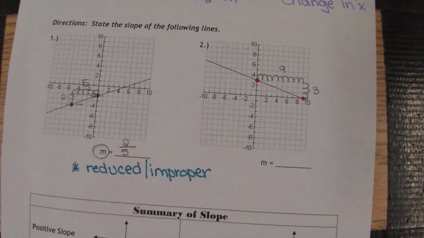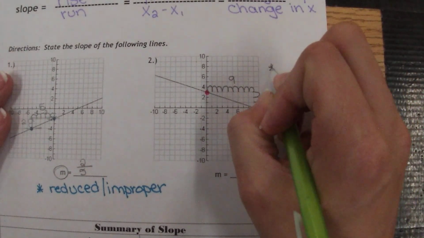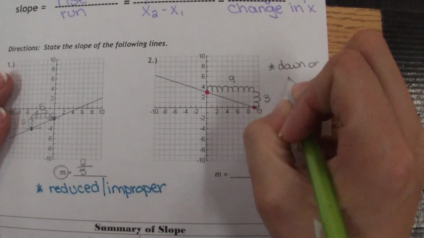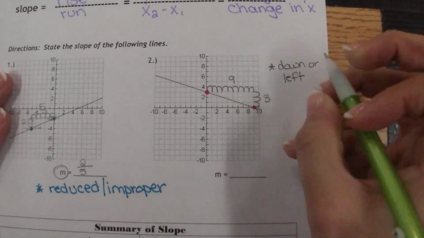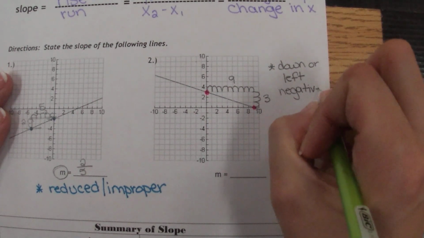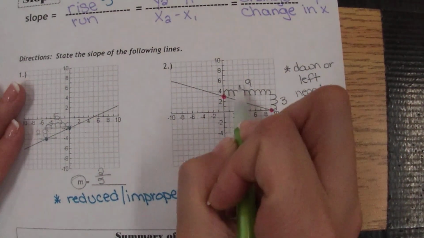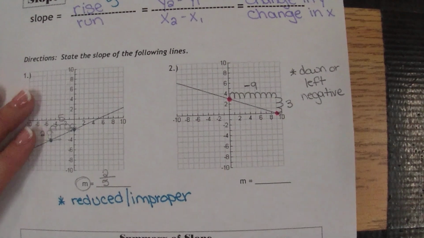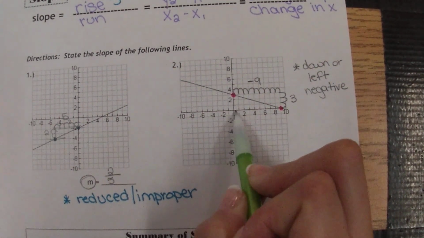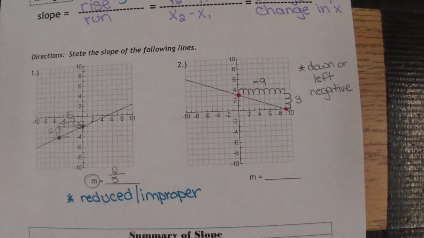Now, in the math world, this is pretty consistent, so this shouldn't be crazy. If you ever are moving down or left, you are going to use a negative number. Okay, so personally, I went up 3 and left 9. So my 9 would be negative. If you counted the other way, you'd be going down 3, right 9. So your 3 would be negative, but either way is fine.